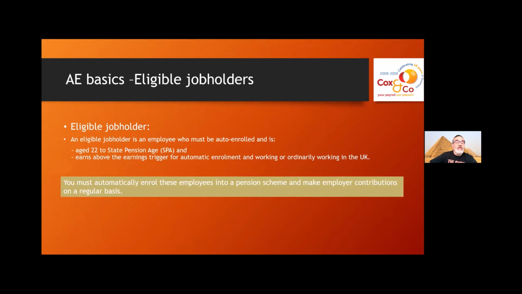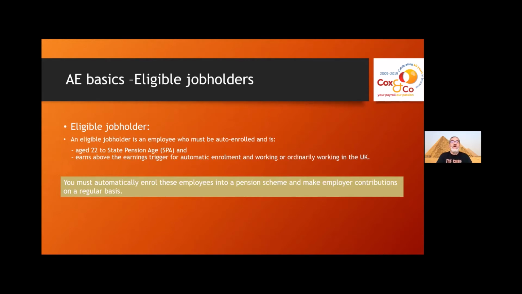So the minute that they're assessed as an eligible job holder, you must automatically enroll them, you must put them in the pension scheme, and you must make employer contributions on a regular basis. So that is why from time to time an employee who hasn't made a pension contribution suddenly makes a pension contribution. They may have hit the age of 22. Their earnings may have increased, they may have increased their hours or whatever. They've hit a critical point, and therefore they've been assessed as an eligible job holder.